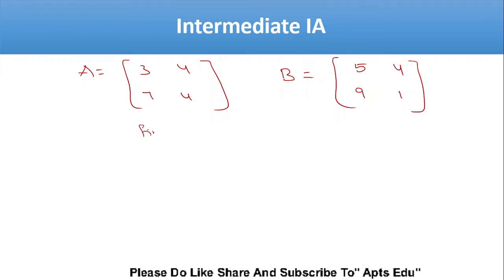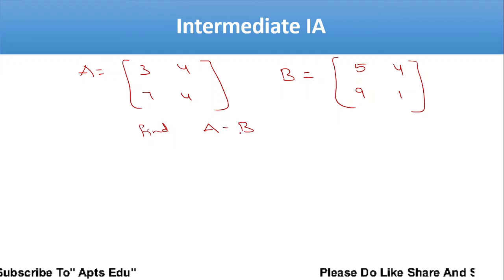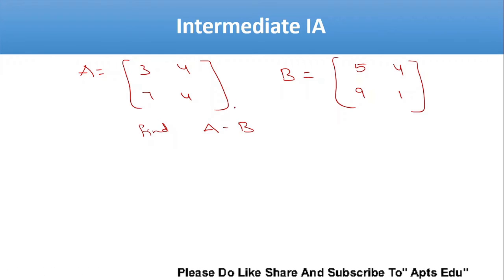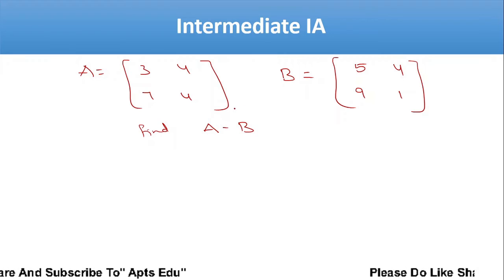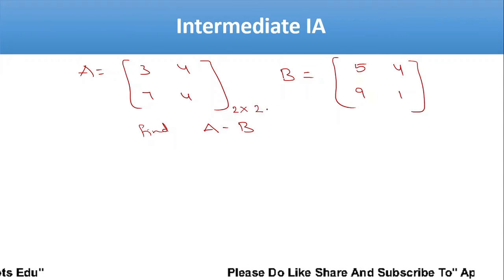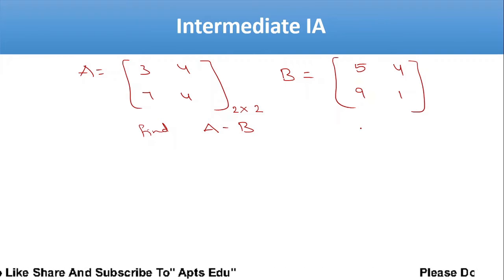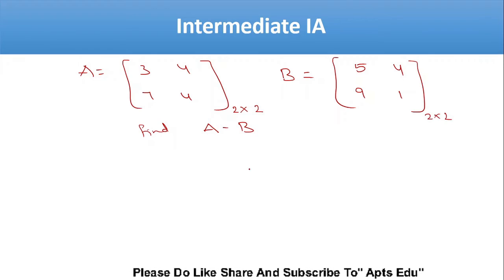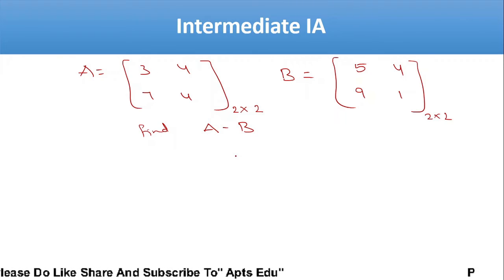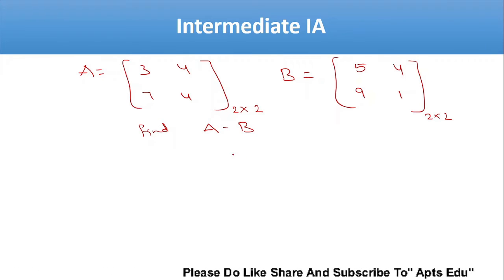If you want to subtract, if they ask you to find A minus B, in this case also you need to have the order of the matrix same. This is a 2 by 2 matrix, two rows, two columns. This is also a 2 by 2 matrix. Unless the order of the matrix is same, you cannot add or subtract.